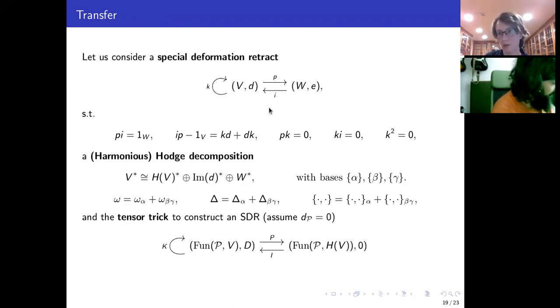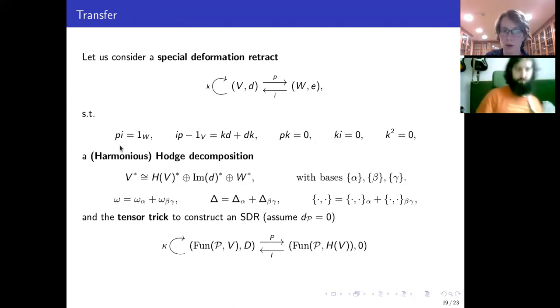And we have a pair of quasi-isomorphisms between them and some homotopy on the vector space V, such that they satisfy all these conditions. Basically it tells you that P is a projection, E is an inclusion, and you have this relation for the homotopy. And the name special deformation retract basically means that you have these three conditions.